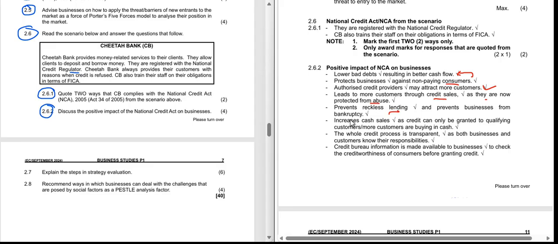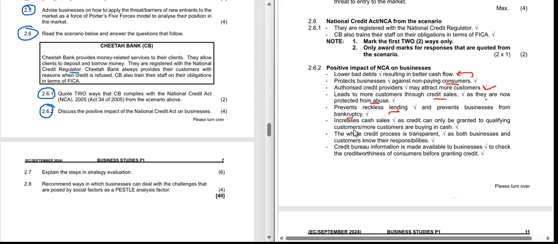So that's another thing. Because as a business, you'll be able to give only those people that have the capacity to pay you back, which means you don't really run out of money because the people that you are giving are going to pay you back your money.